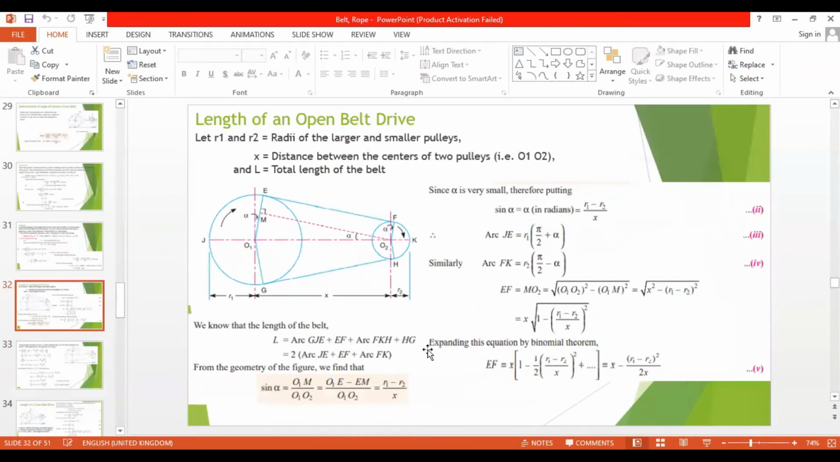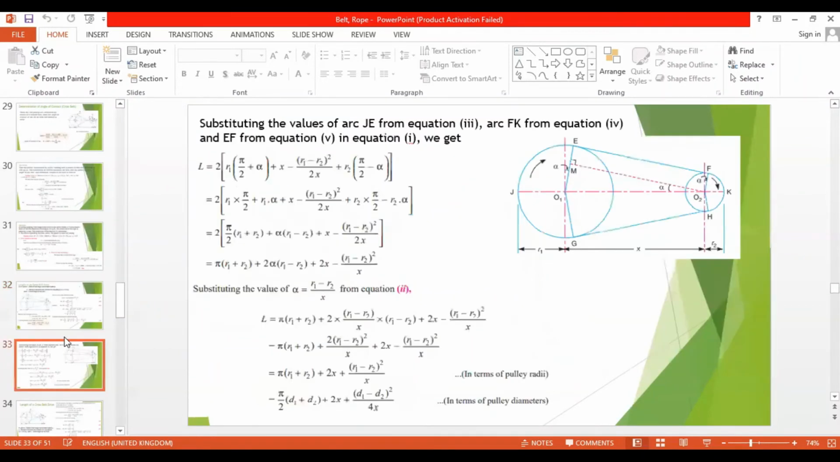This plus this plus this plus this. Okay. So now we are going to put these values, arc JE plus arc EF plus arc FK, into that equation. So we are going to actually add these three, right? Arc JE is R1 into pi by 2 plus alpha, FK is R2 into pi by 2 minus alpha, and here x minus R1 minus R2 whole squared upon 2x.